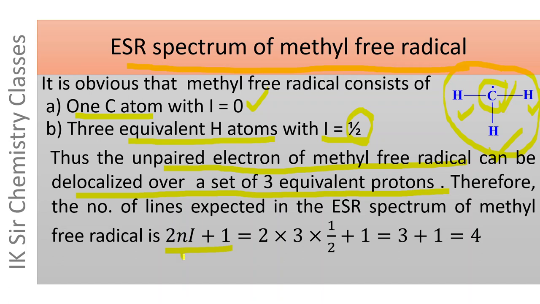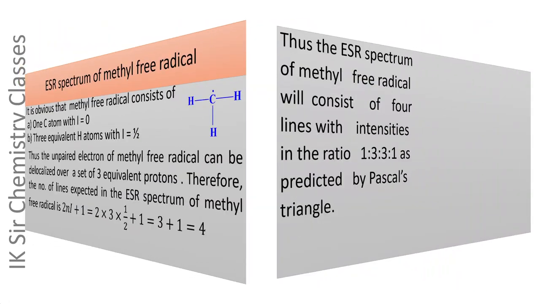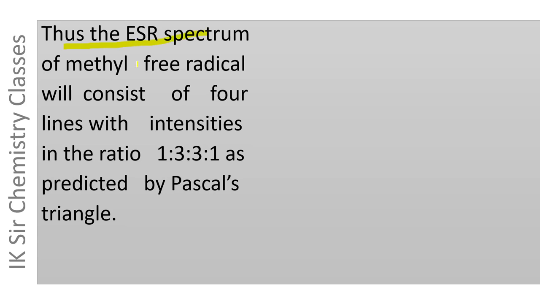2nI+1. Here, the value of n is 3, the number of equivalent protons, and the value of nuclear spin is 1/2 for hydrogen atom. 2 will be cancelled out, it will be 3+1, that is 4. It means the ESR signal of methyl free radical will consist of 4 hyperfine lines. Thus, the ESR spectrum of methyl free radical will consist of 4 lines with intensities ratio 1:3:3:1 as predicted by Pascal's triangle.